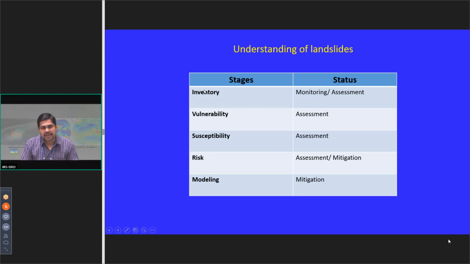It is just simply picking up the pixels or the area which are prone to landslide, where landslide has happened. So it's simply an assessment or monitoring stage. Then there will be vulnerability, susceptibility and risk, as we have seen in the previous slide. So all of them are mostly assessment. We are assessing the landslide. And then finally we'll come to the modeling aspect. The modeling aspect basically will tell about the mitigation, so how to mitigate the landslide.